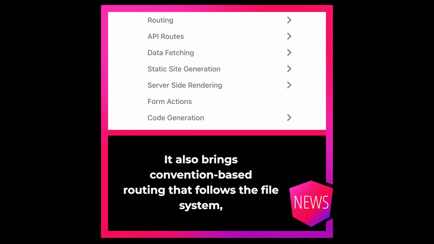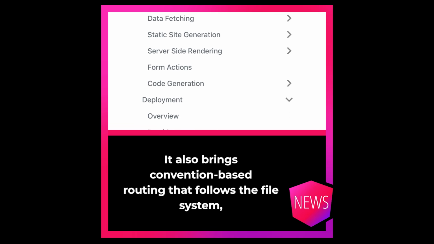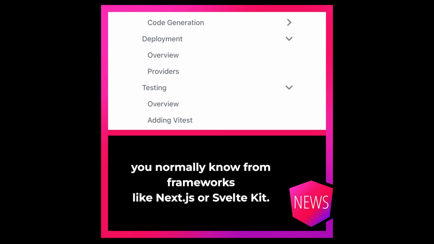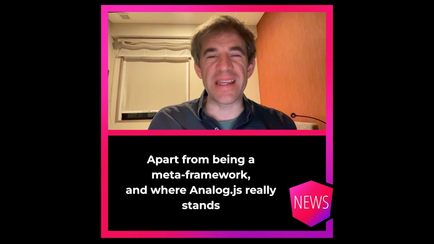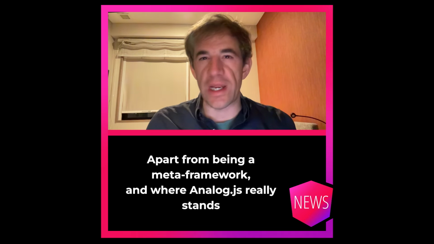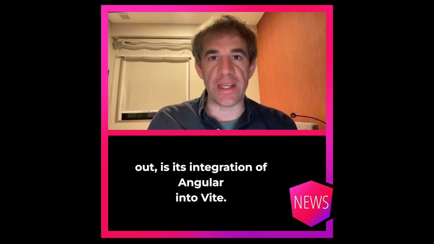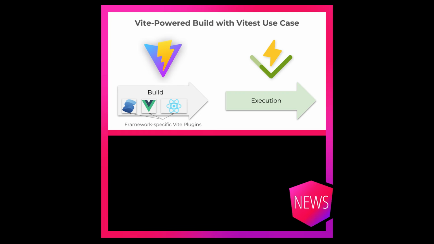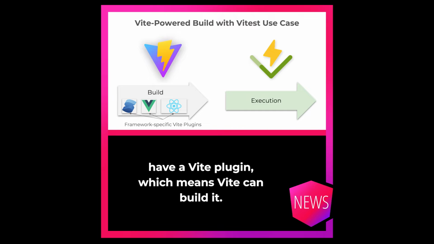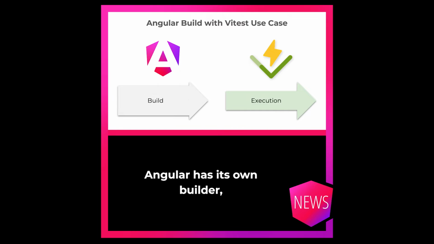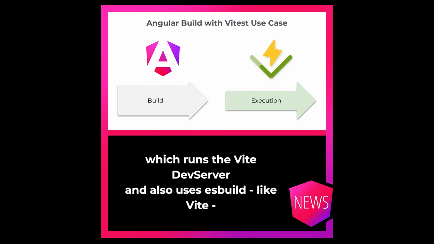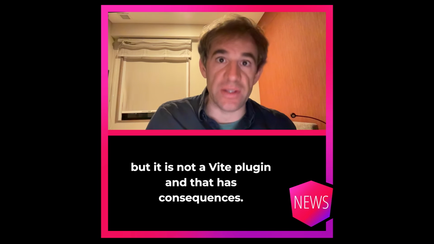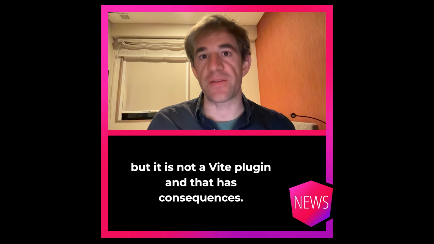It also brings convention-based routing that follows the file system, plus several higher-level features you normally know from frameworks like Next.js or SvelteKit. Apart from being a meta framework, where Analog really stands out is its integration of Angular into Vite. React, Vue, Svelte, and many other frameworks have a Vite plugin, which means Vite can build it. Angular has its own builder, which runs the Vite dev server. It also uses ESBuild like Vite, but it is not a Vite plugin, and that has consequences.